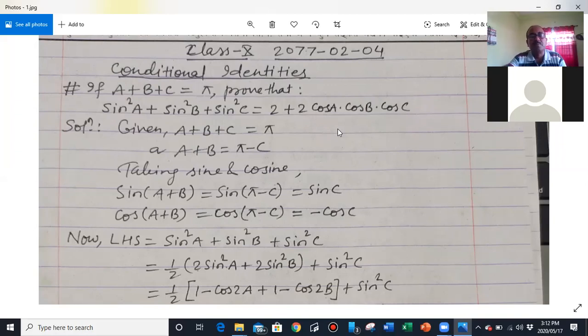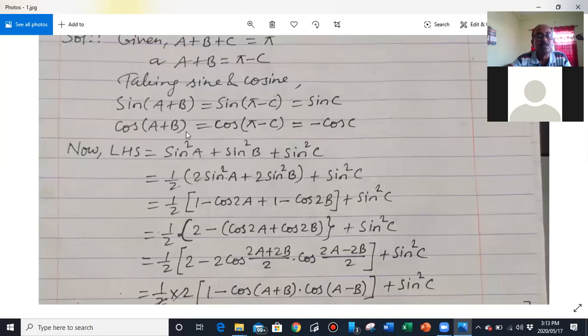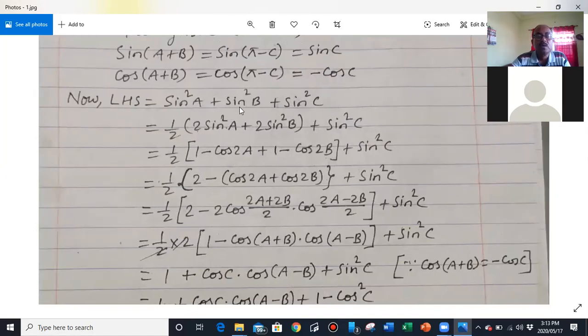You will get this type of question also in the exercise, but there may be minus in place of plus. Then accordingly RHS will be different, but the technique is the same. So if a plus b plus c is equal to pi, then a plus b is pi minus c. This part you know. Sin a plus b will be sin c, and cos a plus b will be minus cos c. Now sin square a plus sin square b plus sin square c.